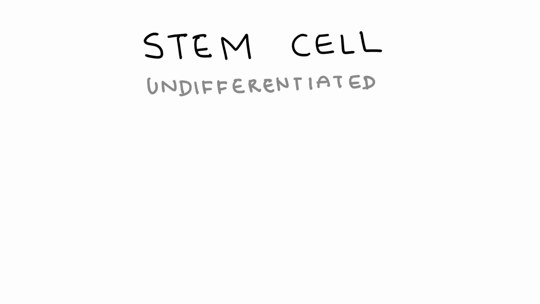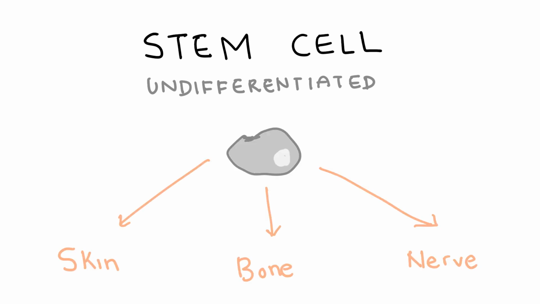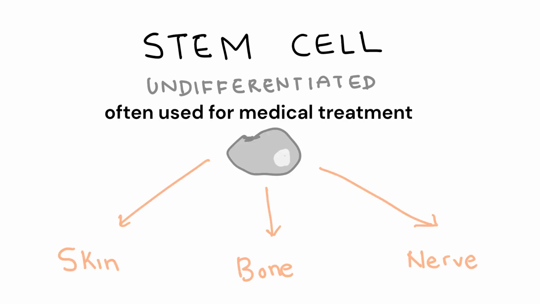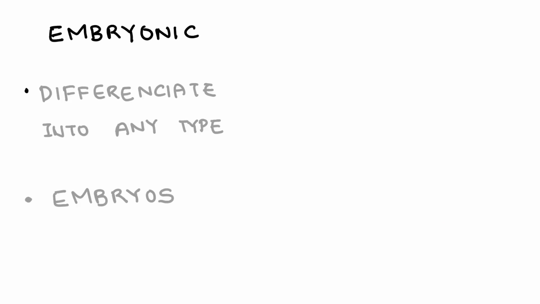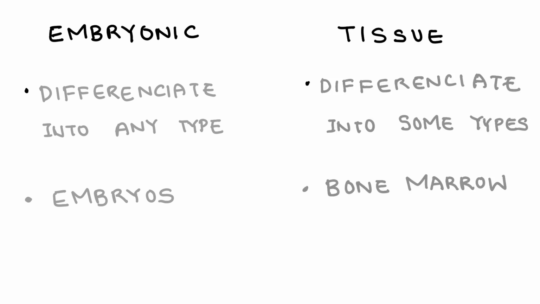Stem cells are undifferentiated cells that are capable of becoming any specialized cells. Can be used as medical treatment of diseases or injuries. 2 types. Embryonic can differentiate into any types of cells found in embryos, and tissue stem cells can differentiate into some types of cells found in bone marrow.